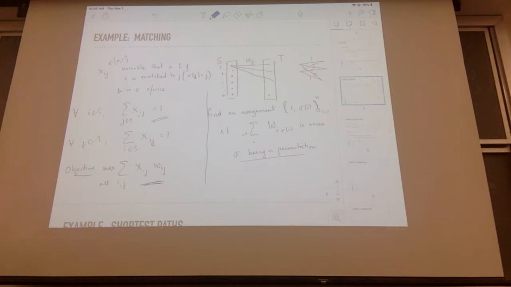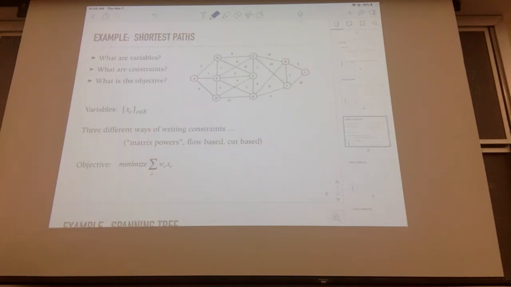Alright, so the other example we saw, which is a bit more non-trivial, was shortest paths. So here we have a graph, and we said it's an undirected but weighted graph. And the variables correspond to edges. Let's say I want to find a path from source, which is A, to sink, which is H. So from S to T.